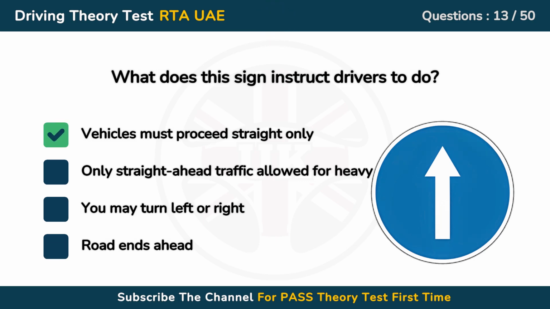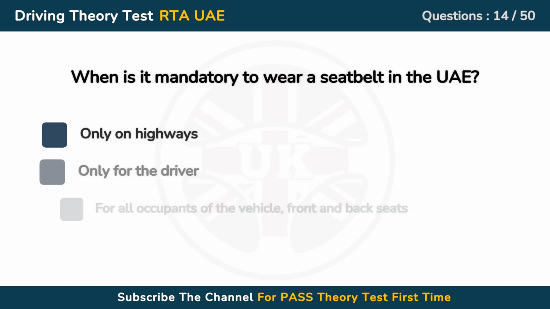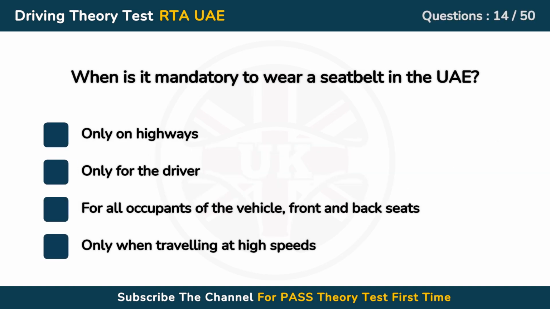Answer is A. Vehicles must proceed straight only. This mandatory sign indicates that vehicles must proceed straight ahead only and are not permitted to turn left or right at the upcoming intersection or junction. Question 14. When is it mandatory to wear a seat belt?